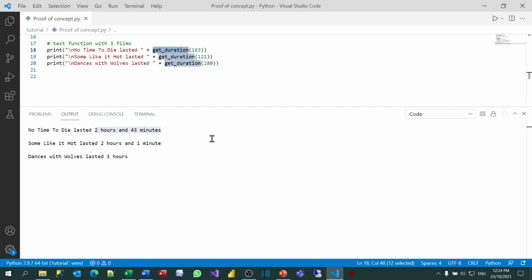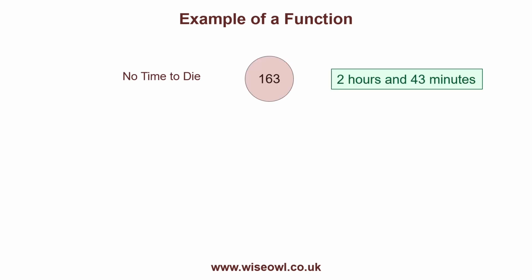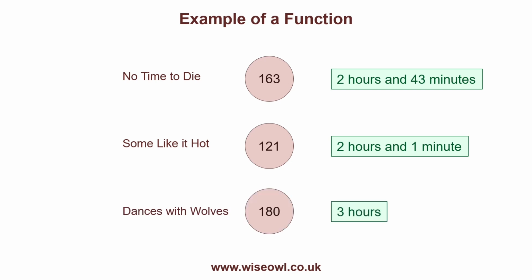So let's see how you might design this function. Let's look at the function we're going to write. For example, it will take No Time to Die, 163 minutes, and it will spit that out as 2 hours 43 minutes. And it will make adjustments for films which last, for example, 2 hours and 1 minute. So it will make that singular. And for films like Dances with Wolves, which last an exact number of hours, it won't express the minutes at all. But all that's to come later.